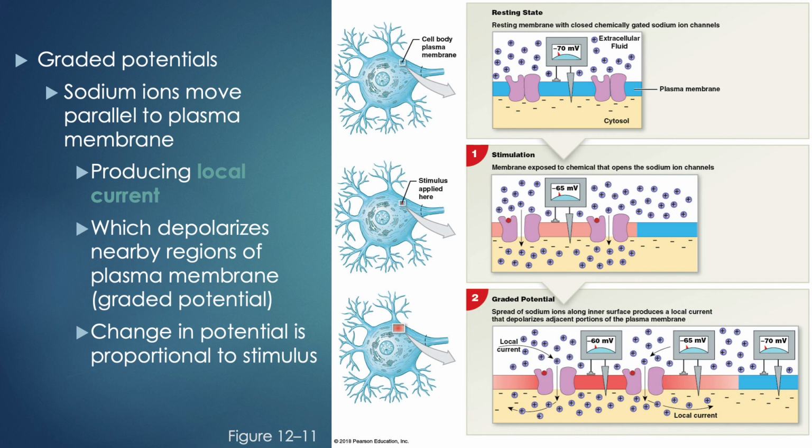So the change in this graded potential is going to be directly proportional to the stimulus. So a stronger stimulus would equal a larger graded potential, versus a smaller stimulus will have a more localized and even smaller graded or local potential.